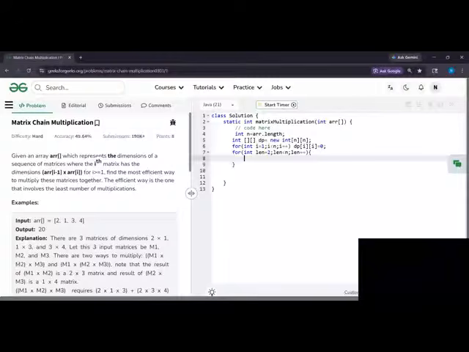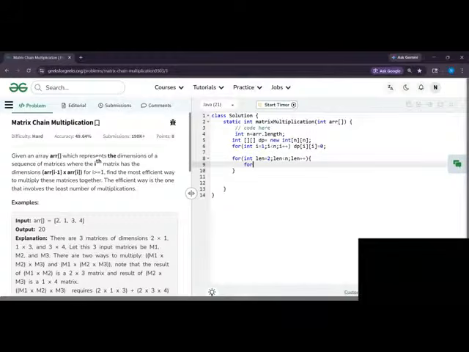I am starting my loop from len equal to 2, len less than n, because I need at least two matrices to start solving my problem. If I have one, then I will not be having any calculation. So I am starting from len equal to 2. And for int i equal to 1, i less than or equal to n minus len, i plus plus.